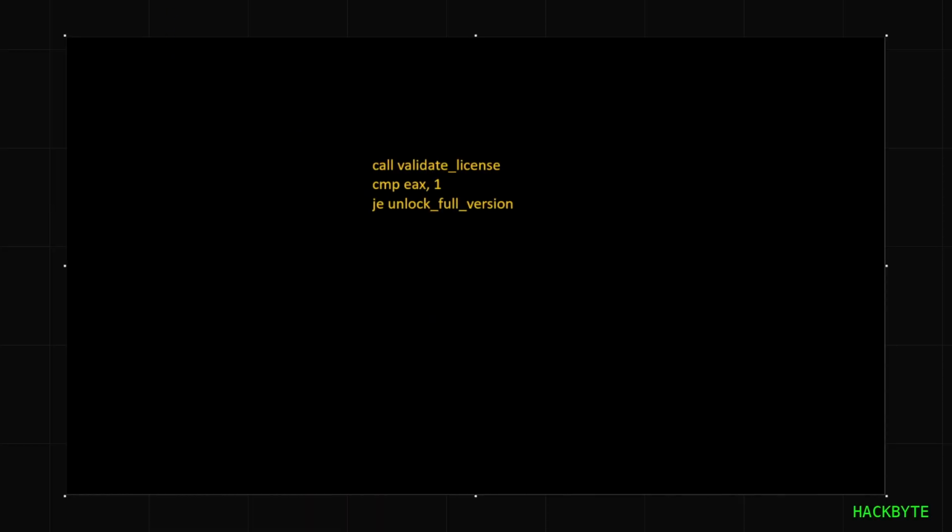Let's say the program calls a function to validate your license. We have CALL validate license, CMP EAX, 1, JNE, unlock full version. Here are the results of validate license. It's placed into EAX. If it equals 1, the program unlocks full features. This is how you find licenses, trial limits, and even time-based restrictions.